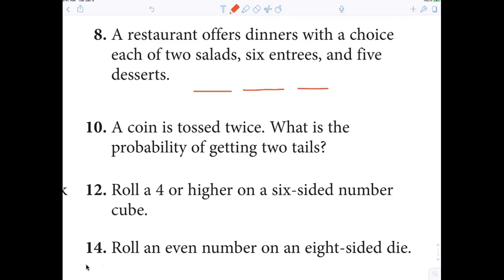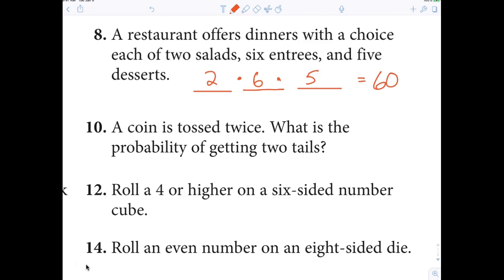That's right. You have 3 selections, though. Do you agree with me? In your selections, how many salads can you choose from? 2. How many entrees? 6. And how many desserts? 5. The fundamental counting principle says we multiply those. 6 times 5, and then times 2, there are 60 options. So if that's what you're offering at the restaurant, you have 60 dishes that you could possibly create.